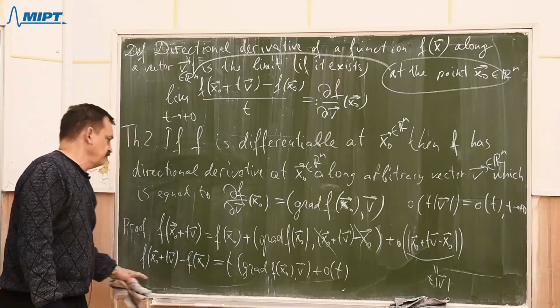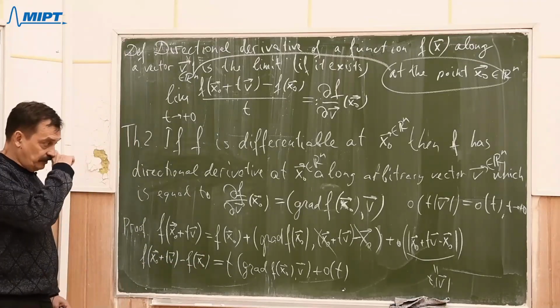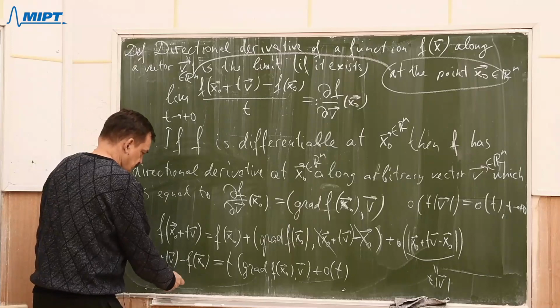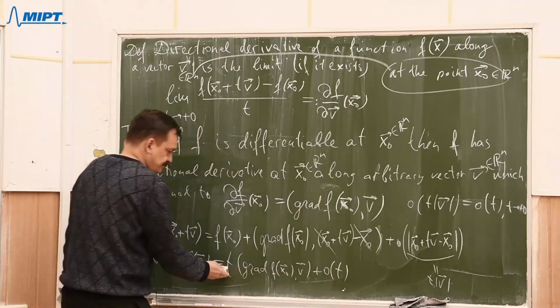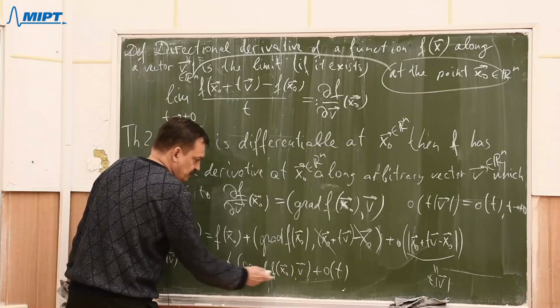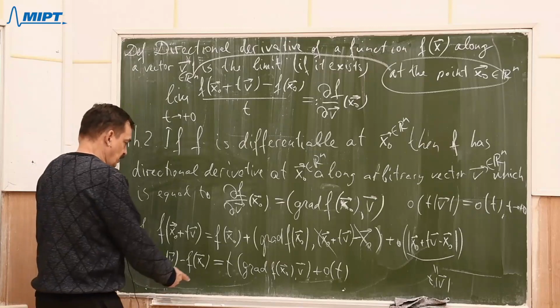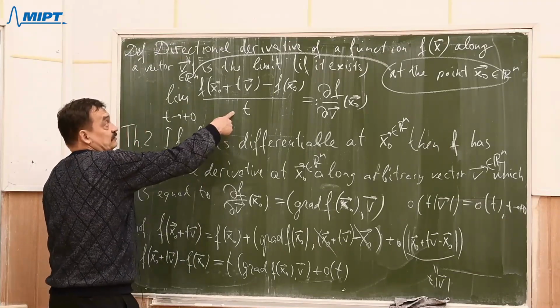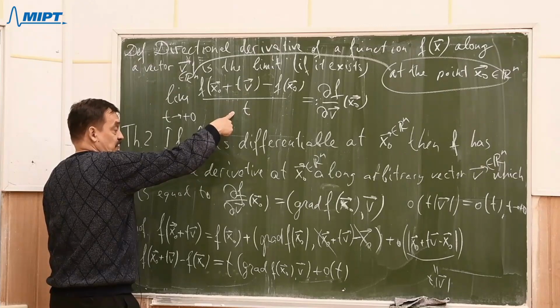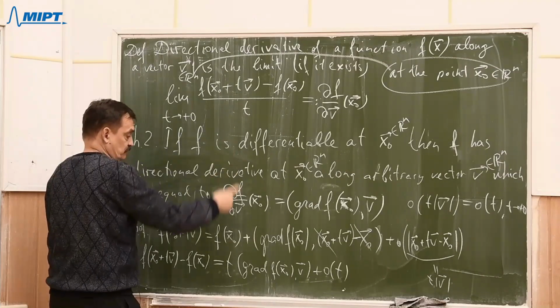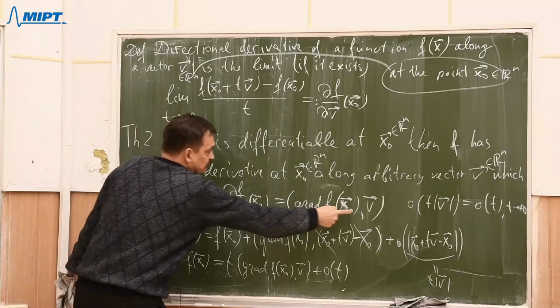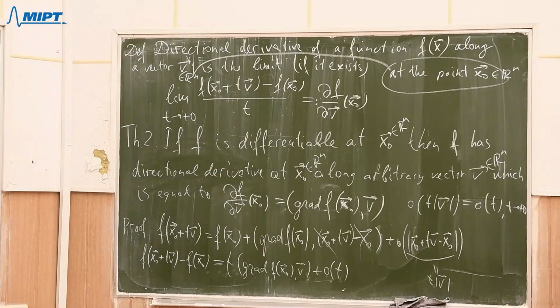If I divide this equality by t, then we obtain, so the right hand side has this limit because little o of t divided by t tends to 0. Hence the left hand side divided by t also has a limit which is equal to this scalar product, and it gives the equality which we wanted to prove. So that is, the proof is over.